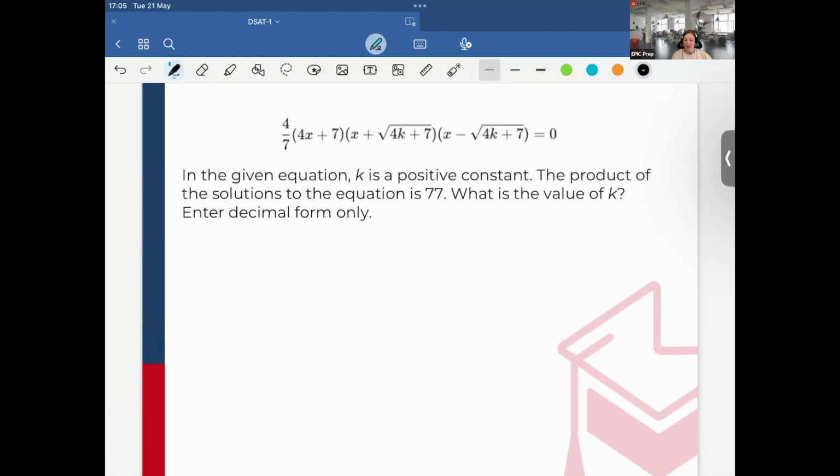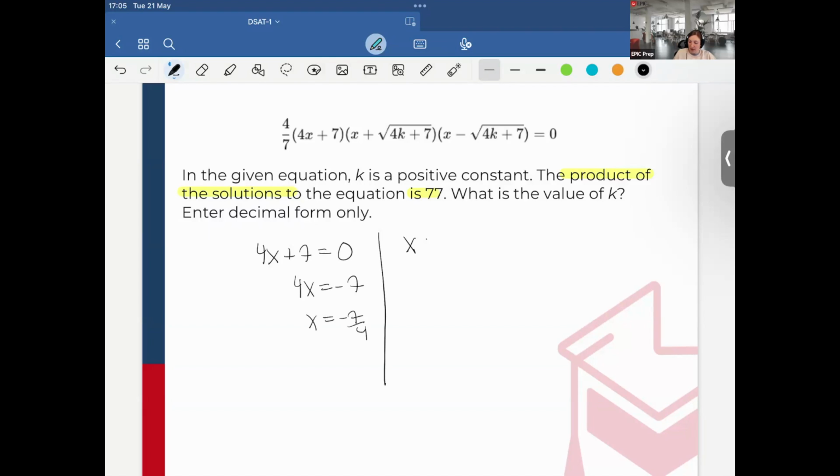Okay, so this one. In the given equation, k is a positive constant. The product of the solutions is 77. What is the value of k? So again, I'm going to find what the x-intercepts are. So one would be 4x plus 7 is equal to 0. So one of them will be x equals negative 7/4.